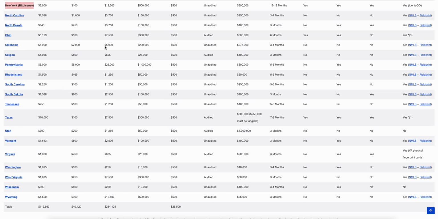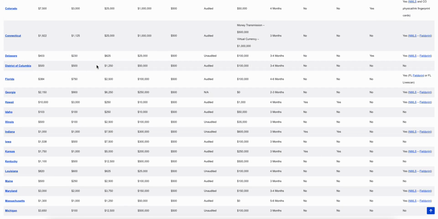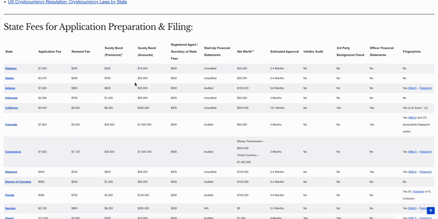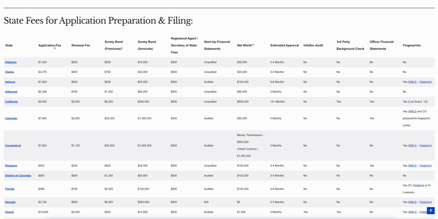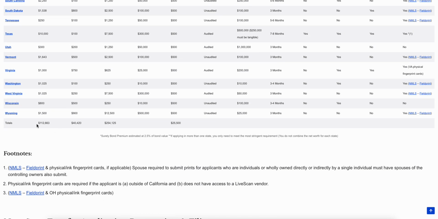So these are all the state-related fees that come out for applying for nationwide licensing. And needless to say, these fees are applicable on an individual level for the state. And if you were to find out what the total would be, so, for example, what the application fee would be or what the surety bond would be, we have included the total at the bottom. This is the application fee. This is what the surety bond premium would be.